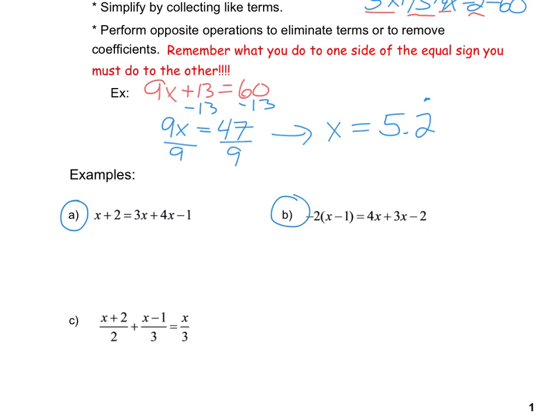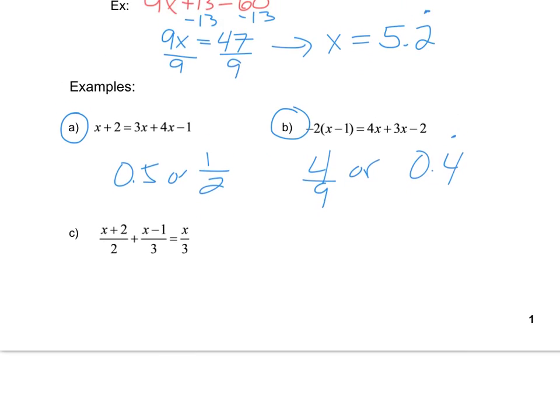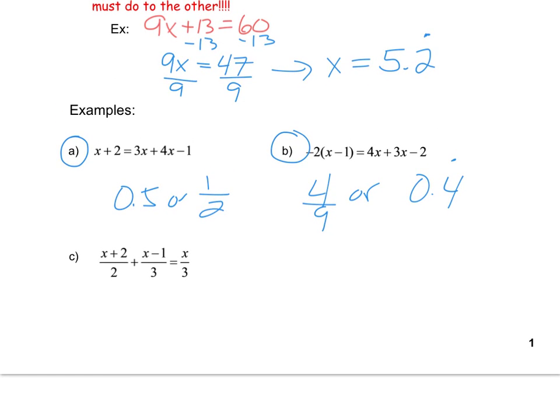Okay, so hopefully you've tried these examples, and for A you should have gotten 0.5 or 1/2, and for B you should have gotten 4/9 or 0.4 repeating. For this last example, I'm just going to start it for you. We've already done one like this at the beginning when we were going over the tips, but I'm just going to start this one for you, and then I'm going to ask you to finish it.